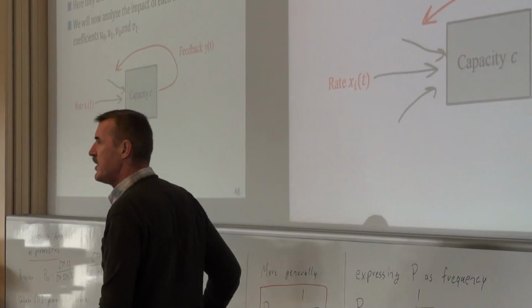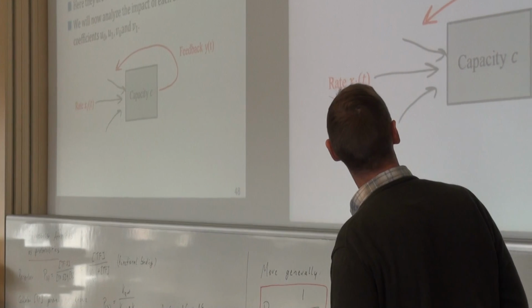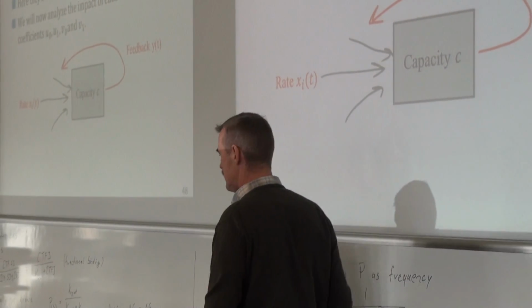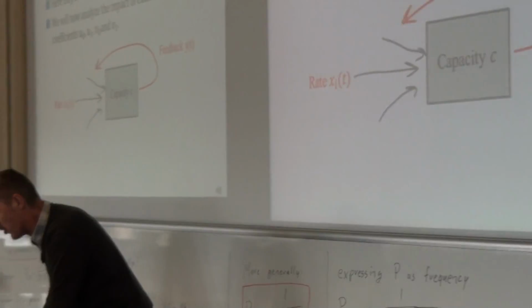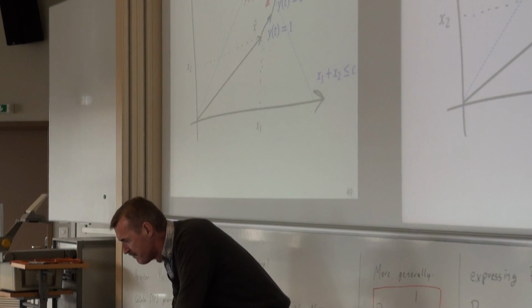The next question is, well, here is an example. What in general would be the best way to choose u0, u1, v0, and v1?